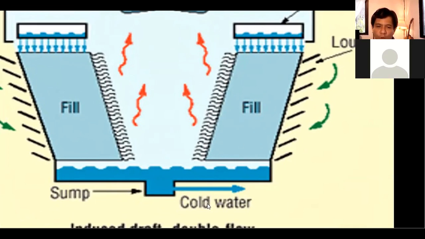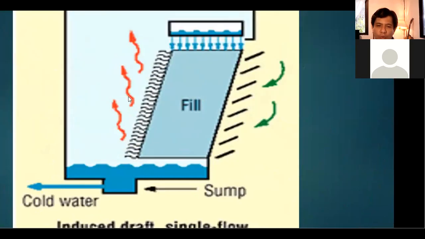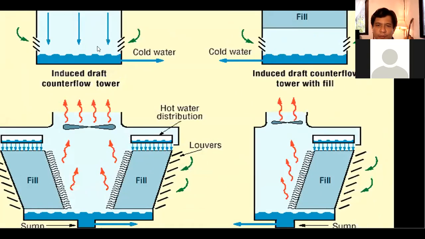So we have the double flow cross flow tower. Actually all of them are induced draft. And then we have a single flow cross flow tower. Any questions so far? Okay, so those are the four types of cooling towers.